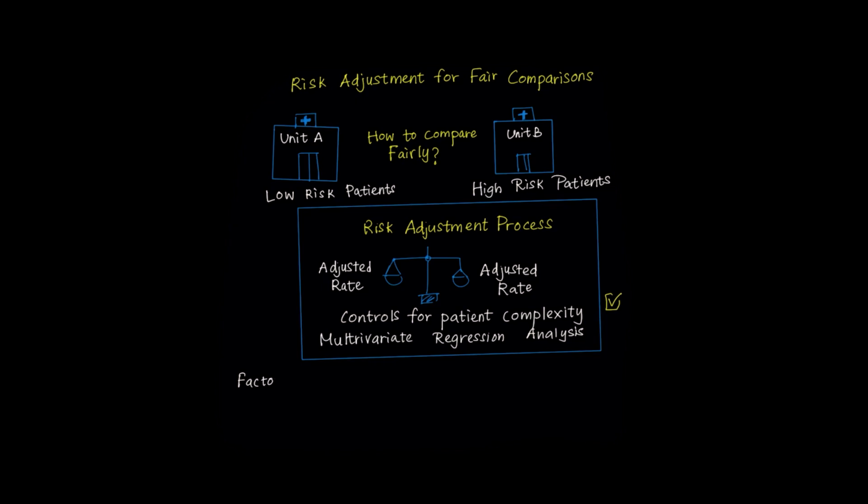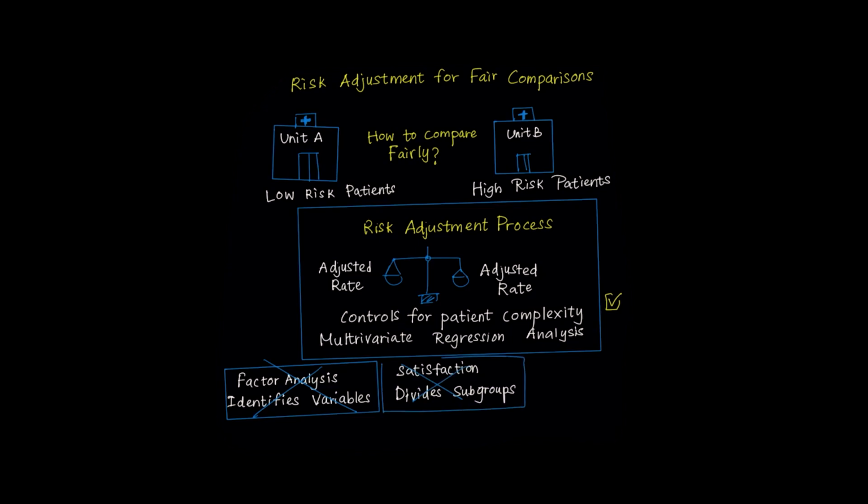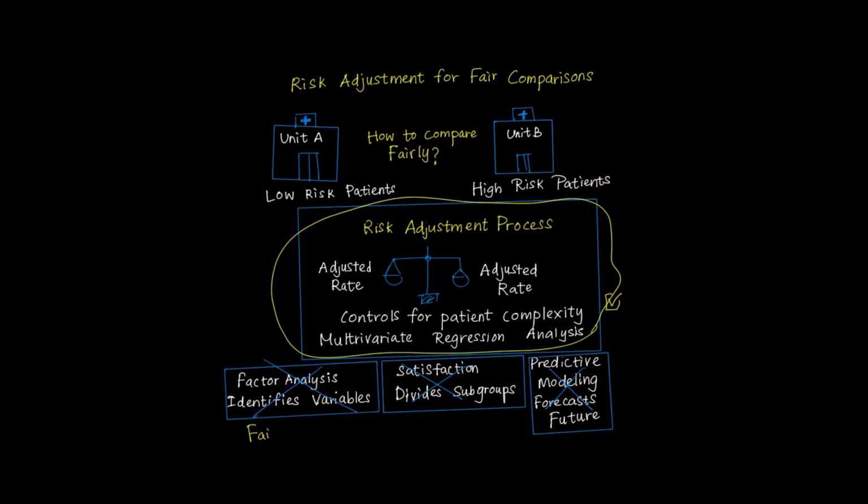Factor analysis identifies important variables in datasets, not adjusting for patient complexity and comparisons. Stratification divides populations into subgroups before sampling rather than statistically adjusting outcomes. Predictive modelling forecasts future probability outcomes rather than adjusting current comparisons for differences. Risk adjustment is fundamental to value-based payment and quality reporting in modern healthcare.